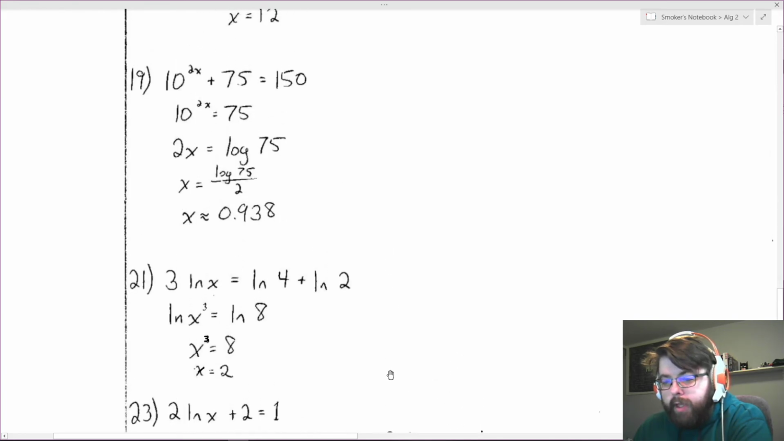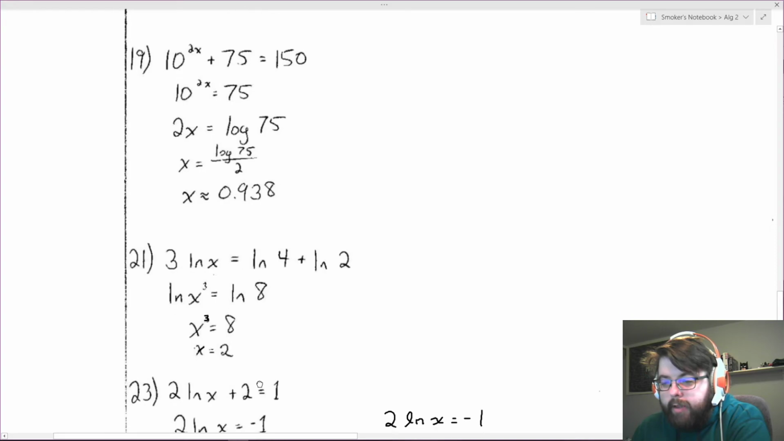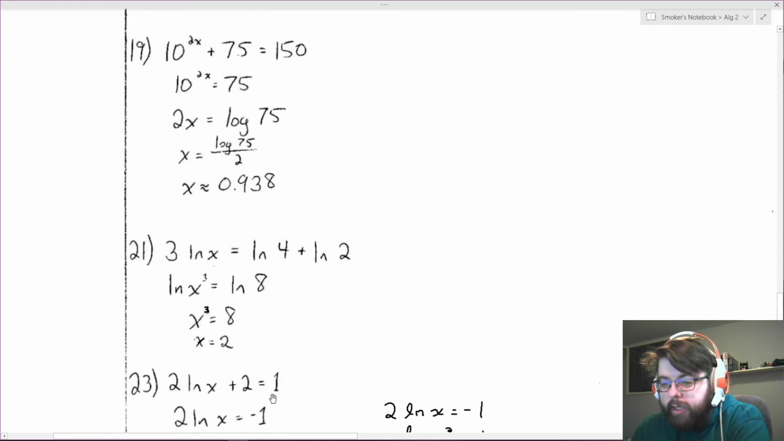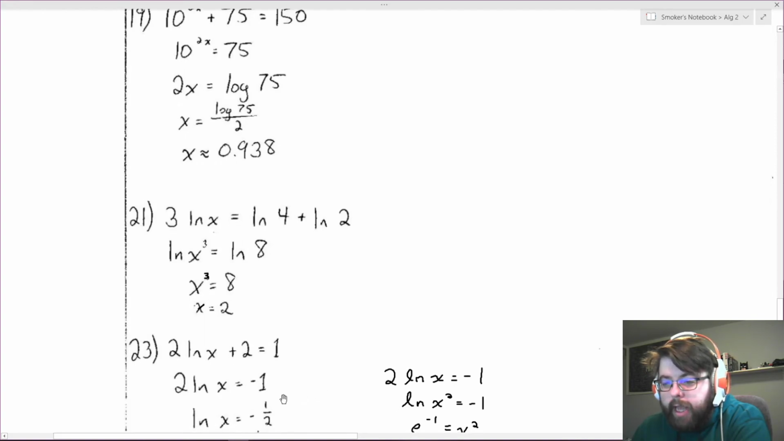Okay. In 23, so we have 2 times ln of x plus 2 equals 1. I only have 1 ln, so I can't use this property that I used up here. I still want to use the property where I take this and move it as a power. And then I'm also going to simplify the stuff that's outside the ln. So I'm subtracting 2 from both sides again, negative 1.